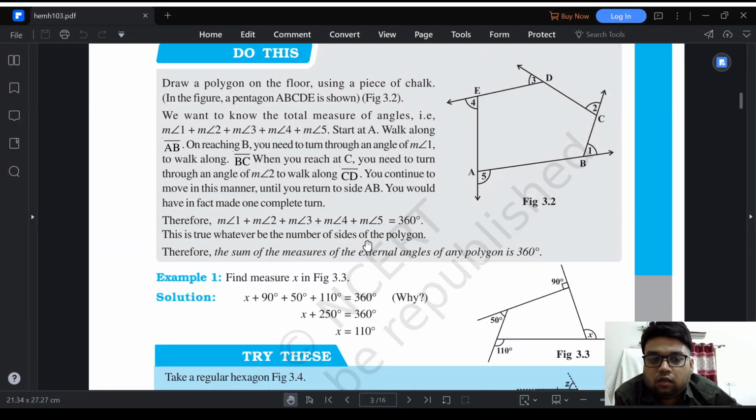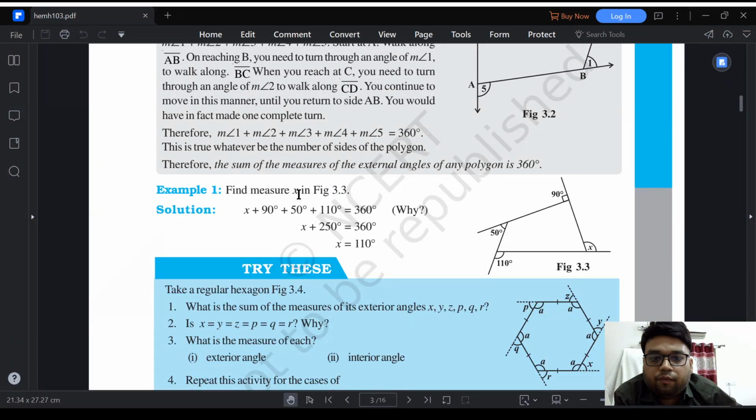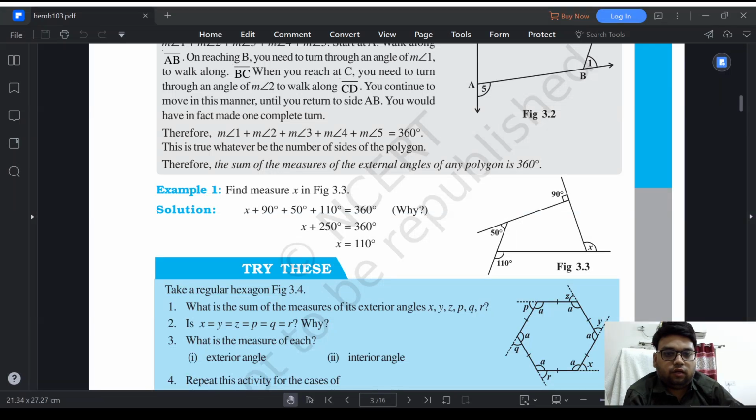So they mentioned this here. Now, for example, find the measure of x. They have to calculate the value of x. So what did they do here? They add all the exterior angles and this becomes equal to 360 degrees. Look at here, I am giving you a diagrammatic format of this particular question.